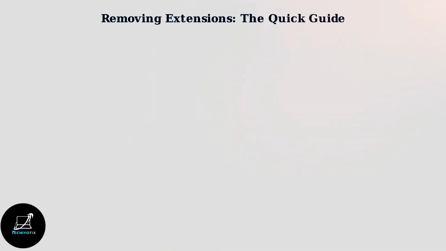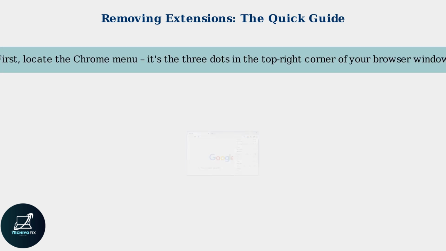Removing extensions, the quick guide. Need to remove an extension from Chrome? It's a simple process. First, locate the Chrome menu. It's the three dots in the top right corner of your browser window.